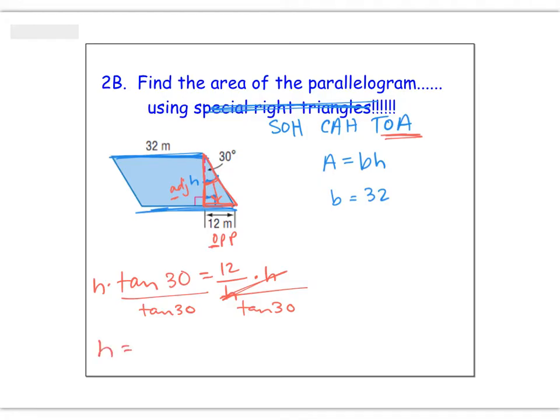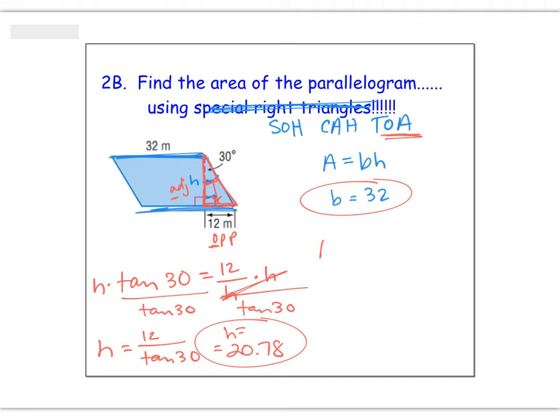So we have the height is 12 divided by tangent 30, which in this case should come out to be about 20.78 for your height. So we have our base, we have our height. Let's find the area. So it should be 32 times 20.78. This comes out to be 665.11 meters squared.